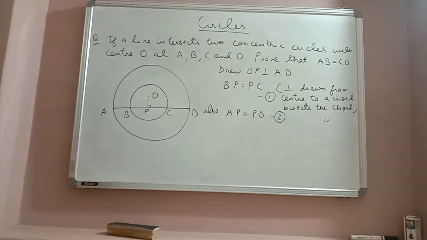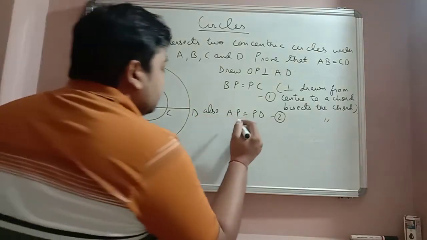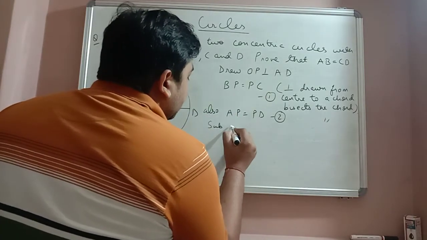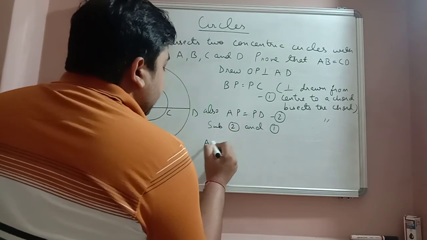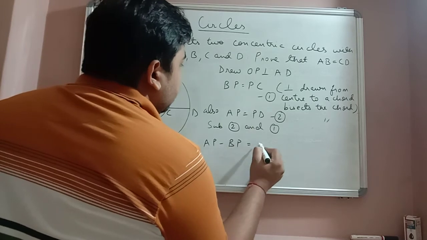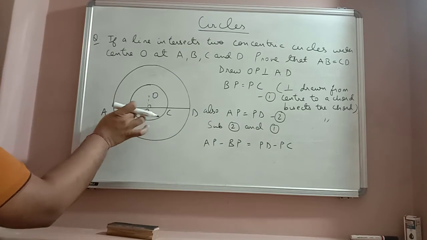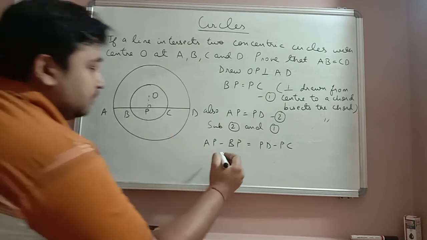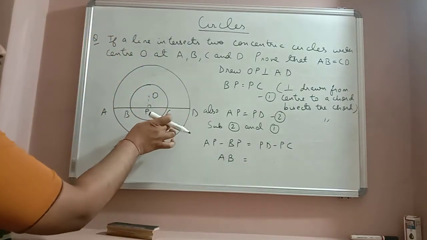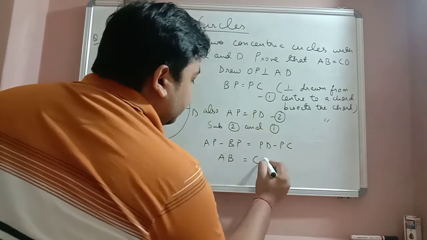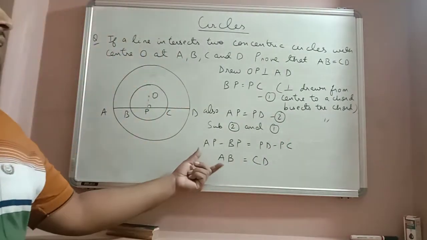Now, if I subtract these two equations, let us subtract 2 and 1, I'll get the result AP minus BP equal to PD minus PC. So AP minus BP from the figure is AB, and PD minus PC is equal to CD. So by this we can easily prove that AB is equal to CD.